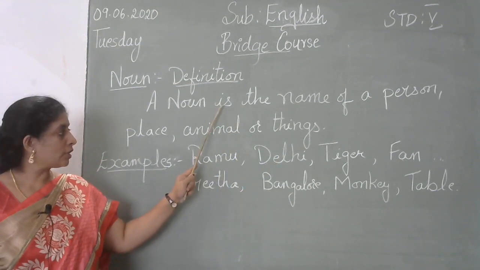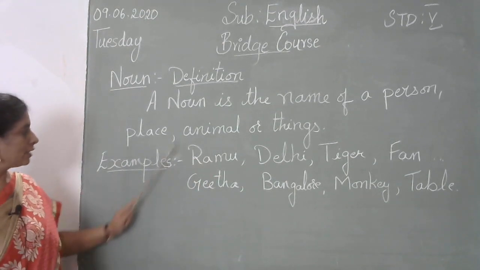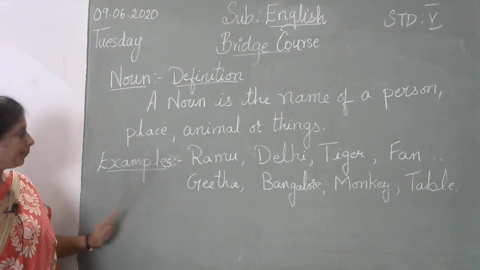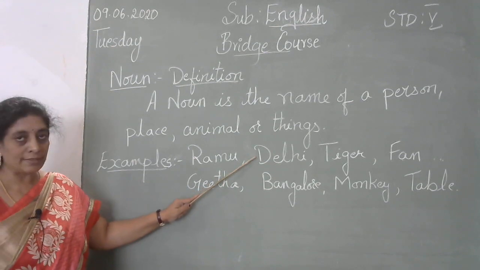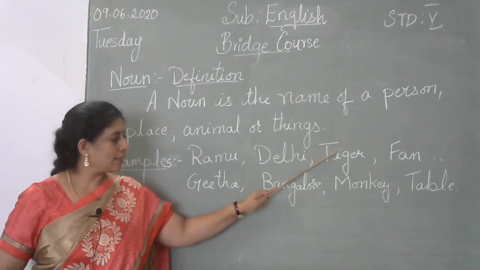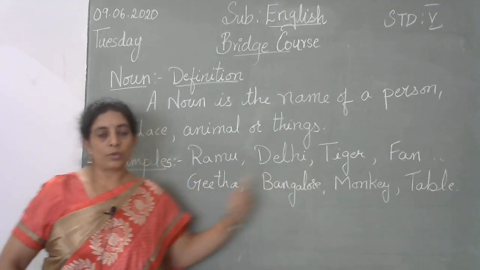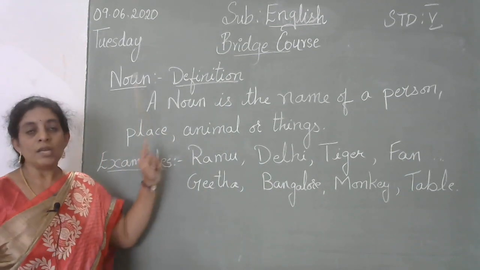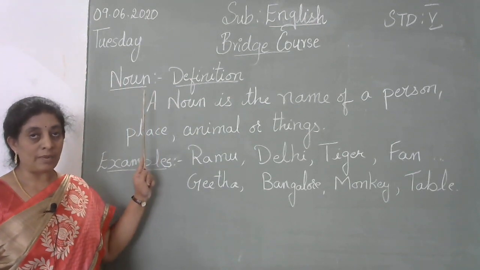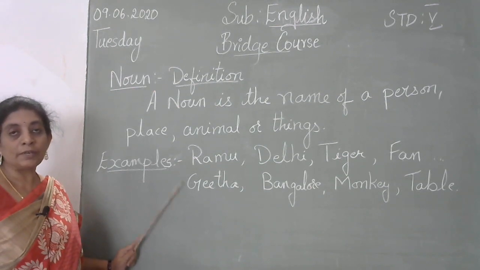Okay, so for each I have given you two examples. Now just look at the examples. For a person I have given you two names, that is Ramu, Geeta. For the place I have given you two examples, Delhi, Bangalore. For animals, tiger, monkey. Things, fan, table. So this is about the nouns. Wherever the name of a person or a place starts, we have to use a capital letter for the first word.